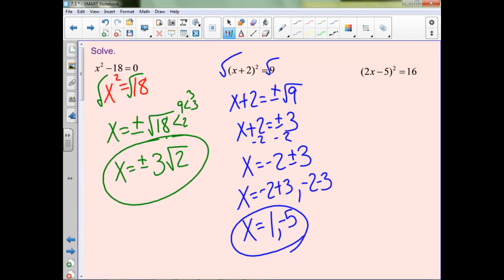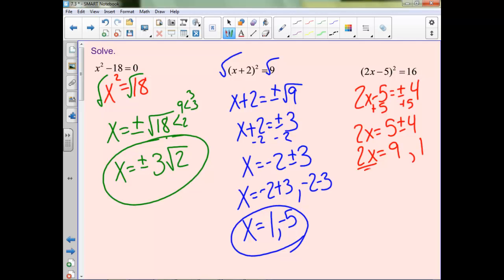On this one, it's the same idea. We'll take the square root of both sides. The square root of 16 could be 4 or negative 4. And when you add 5 to both sides, you could actually get those two numbers. So 5 plus 4 would be 9. 5 minus 4 would be 1. Divide by 2, just make sure you divide all of it by 2.